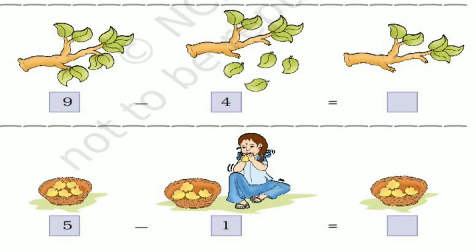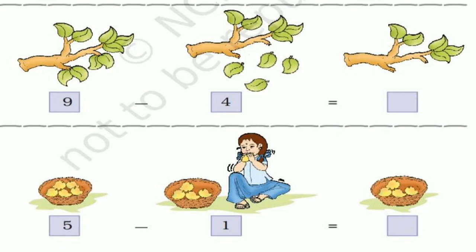9 minus 4 is 5. You can do this by counting numbers from 4 to 9, like 5, 6, 7, 8, 9. So you have 5 more steps to go from 4 to 9. So 9 minus 4 is 5.